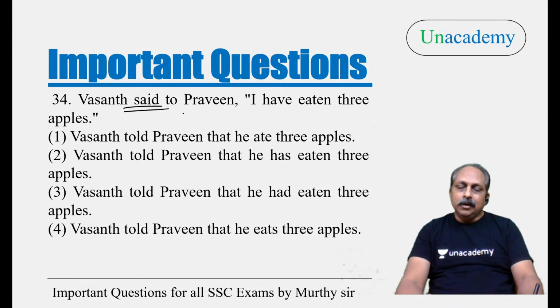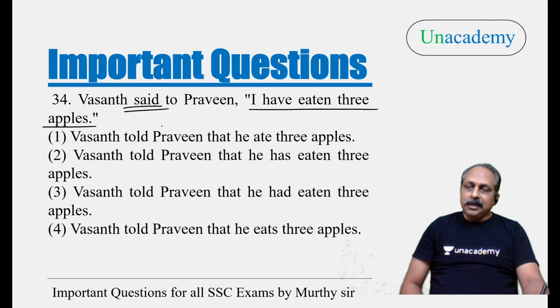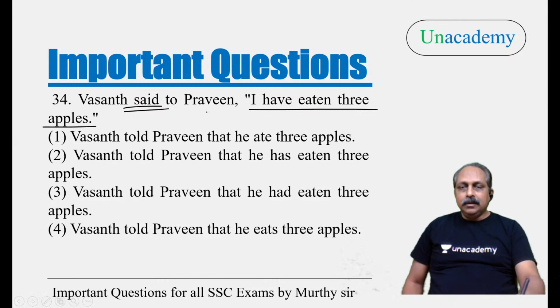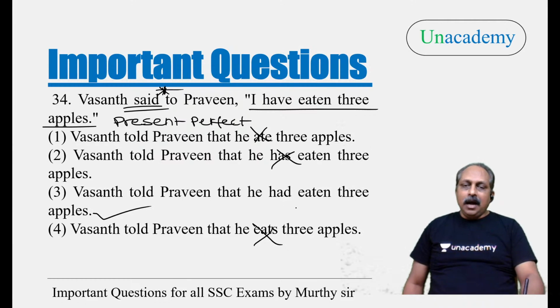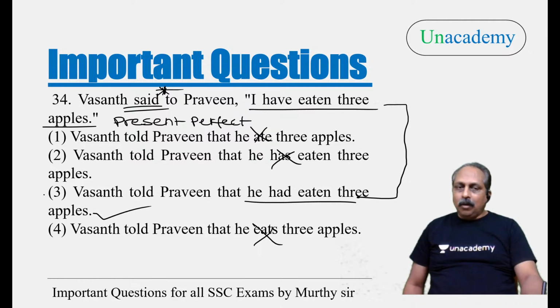Vasant said to Praveen, reporting verb is in past, I have eaten 3 apples. First, you have to know the tense. Then you can change within no time. Vasant said to Praveen, I have eaten 3 apples. Which tense is this? Present perfect. Because a reporting verb is in past, this is a deciding factor. Tenses change to a corresponding past tense. Present perfect changes to past perfect. So Vasant told Praveen that he ate, past tense. He has eaten, present perfect. He eats, present tense. He had eaten, past perfect. Present perfect changes to past perfect. Answer is the third option.